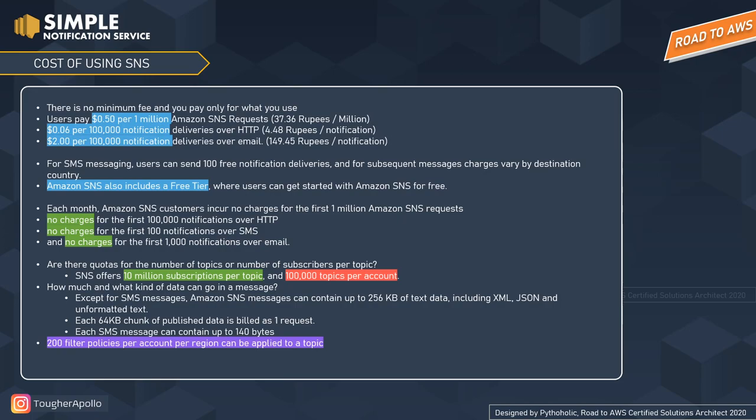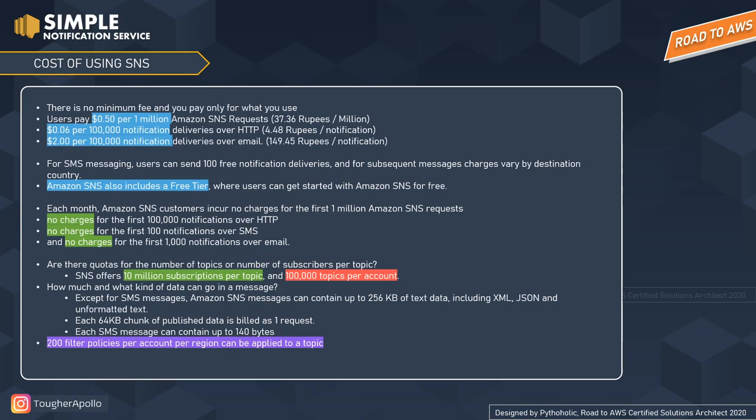You might ask, are there quotas for the number of topics or number of subscribers per topic? Amazon tells us that SNS offers 10 million subscriptions per topic and 100,000 topics per account. That's a lot of subscriptions. And the next thing that you might ask is how much and what kind of data can go in a message. Except for SMS messages, Amazon SNS messages can contain up to 256 KB of text data, including XML, JSON, and unformatted text. And each 64 KB chunk of published data is billed as one request.